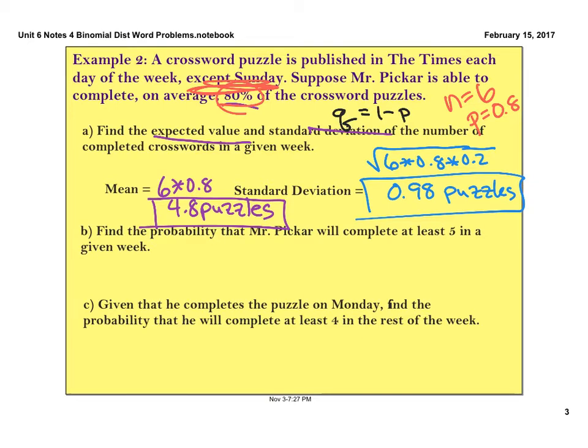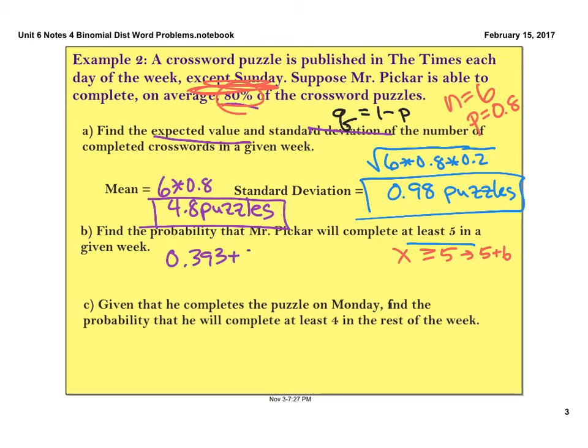Find the probability that Mr. Picard will complete at least 5 in a given week. At least 5 means that my x value is going to be greater than or equal to 5. If there are only 6 puzzles total, that means that I want the 5 plus the 6. So I need to go down to that 6 box. The 6 box is on the front page. I'm going to go over to my 0.8 column, almost all the way to the right. And I want the 5 and the 6.